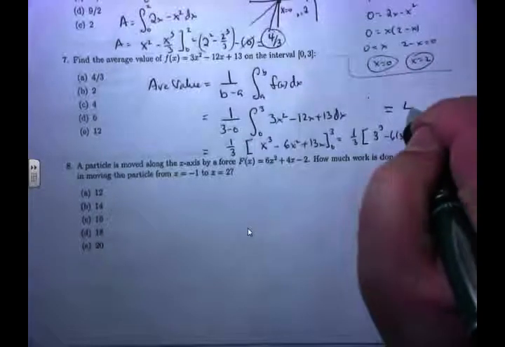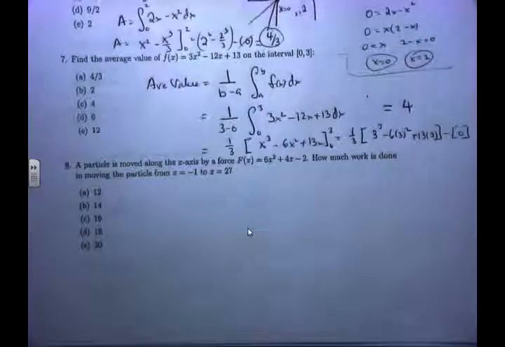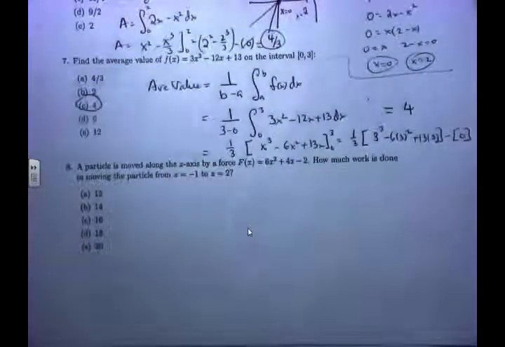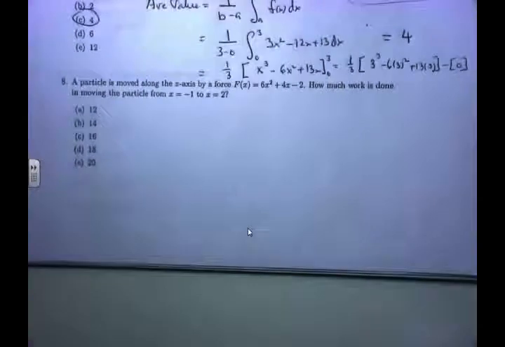I got 4. And also, you should use your integration button just to confirm. I got C. Questions? Does that make sense? What about this guy here? Again, what's another formula you need to have memorized?